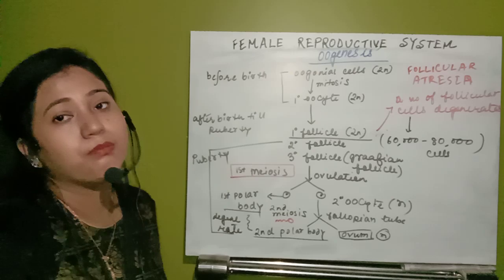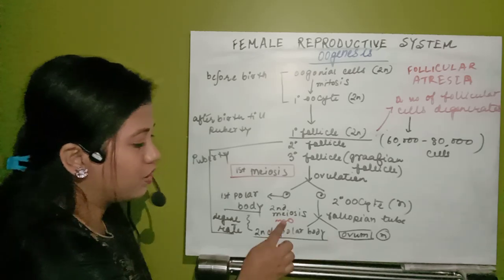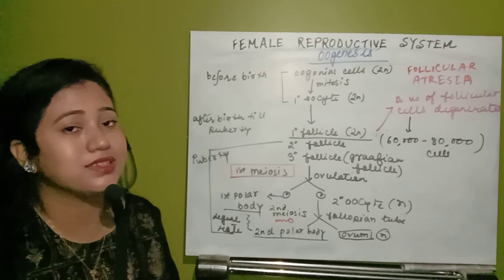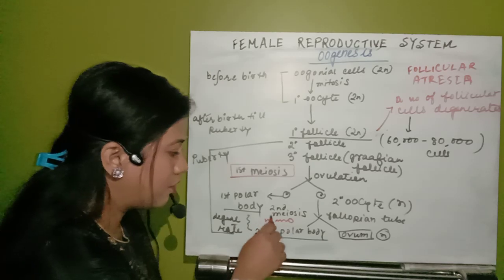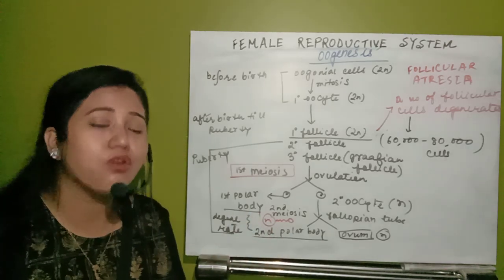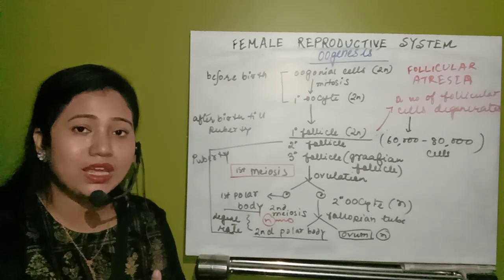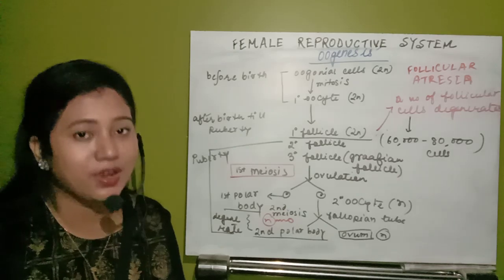This way the process of oogenesis completes, and only this ovum will fertilize with the sperm, and a 2n zygote will be formed, and this way we complete the whole female reproductive system. In the next video we'll see the male gamete and the female gamete, both the structures and their functions. Thank you.